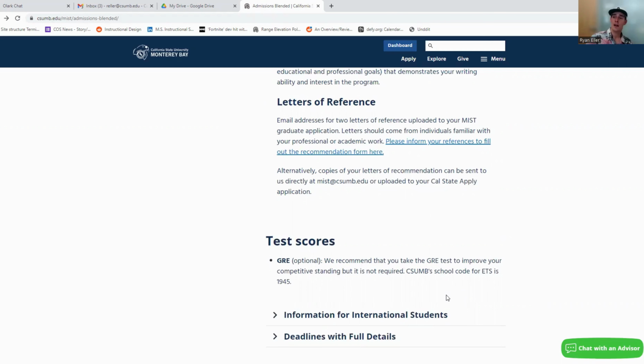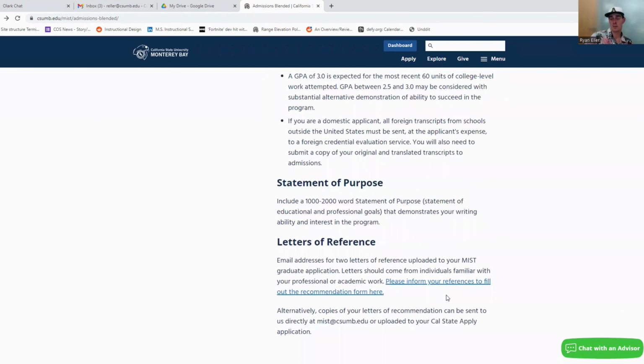Now, all of these application documents can be included in Cal State Apply. I've also noted this in our video guide that many times some of these documents you don't have at time of submission of your application. And so these application documents can be sent to me via email at mist@csumb.edu, or even to my personal email, which is reller, E-L-L-E-R, @csumb.edu. And I can include these on your application should you need a little additional time. This is very typical for students who want to write a more detailed statement of purpose or send in a revised statement of purpose, but most commonly for letters of reference.